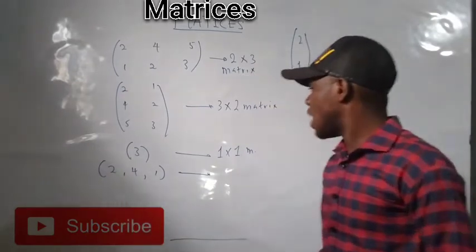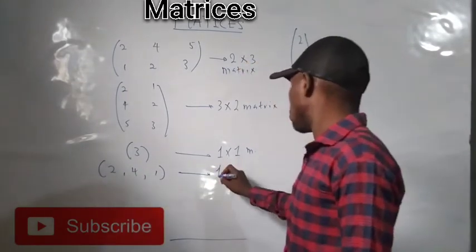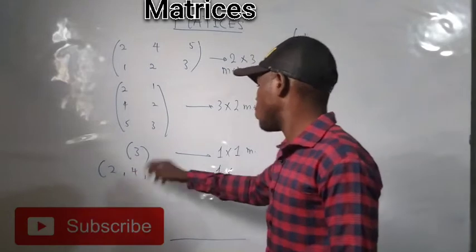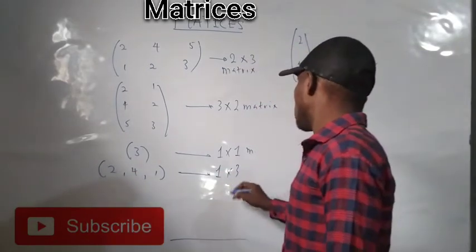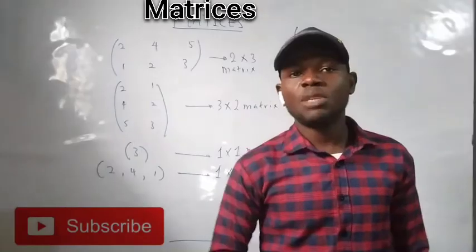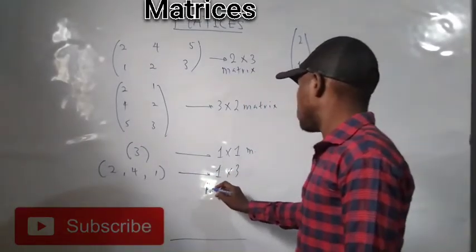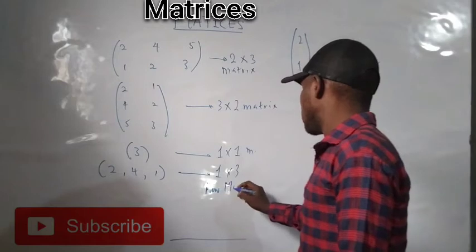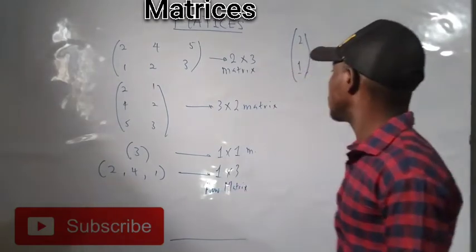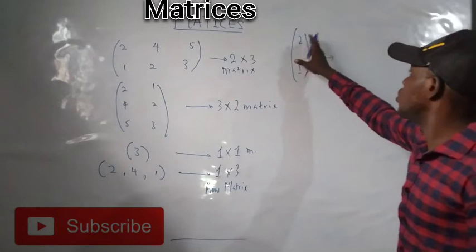Meanwhile, we call this, how many rows does it have? It has just 1 row, and columns: 1, 2, 3. It has 3 columns. So it's called a 1 by 3 matrix. But in simple terms, we call it a what? A row matrix.